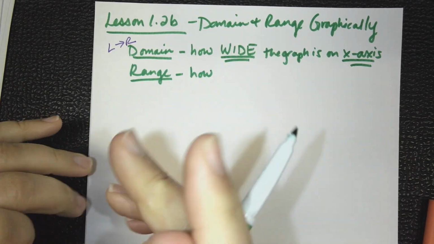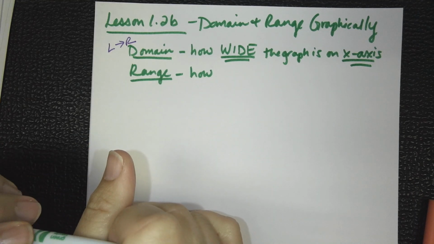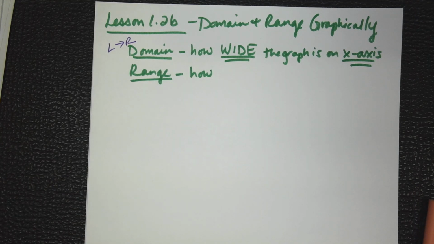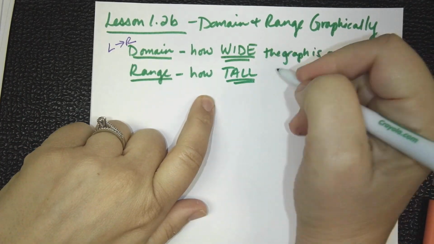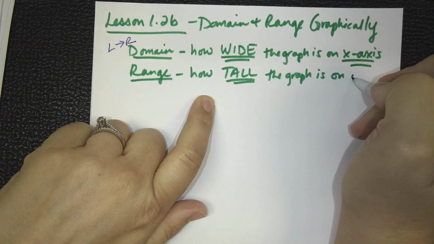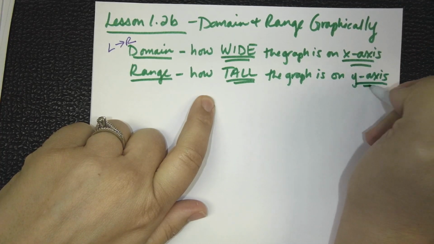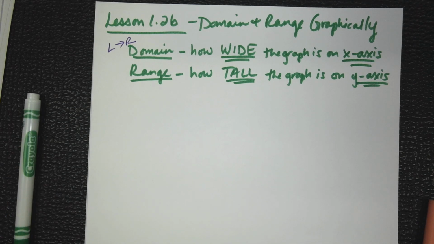What would be the other way of wide? I just want to see what you all think. Up and tall. I say tall. Some people say long. Yeah, that's okay. How tall the graph is. But this time you're looking at the y-axis. So y-axis, how tall is this graph going to get?